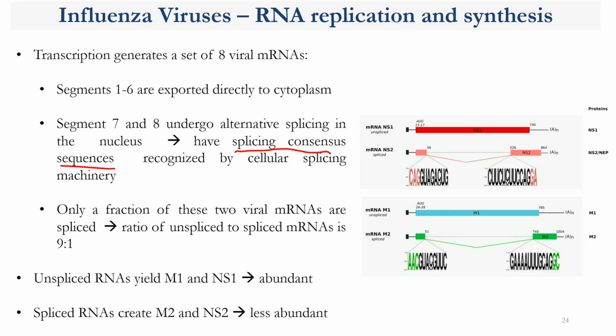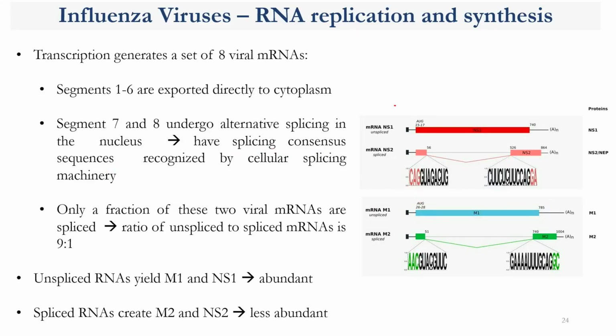A consensus sequence is a conserved sequence, something that you most often find in these regions. These are the nucleotides that you'll most often find. They are not identical. There might be slight variation. So think of this as an average of what nucleotides you might find in these regions. Okay?